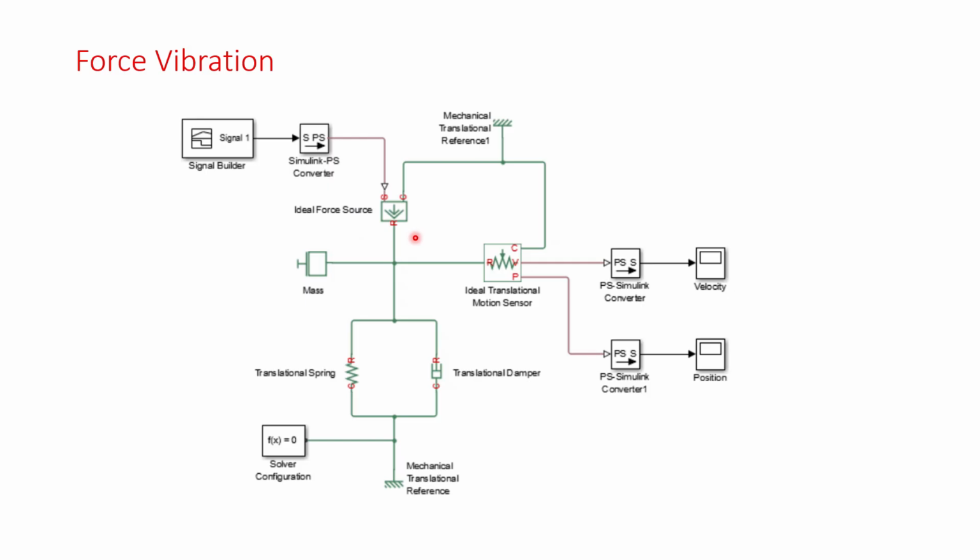The next is the ideal force source here. This block applies the force to our mechanical system. It also has two ports. One connects to the mass, where the force is applied, and the other connects to a mechanical reference, basically a fixed point. This block pushes or pulls the mass depending on the input signal.